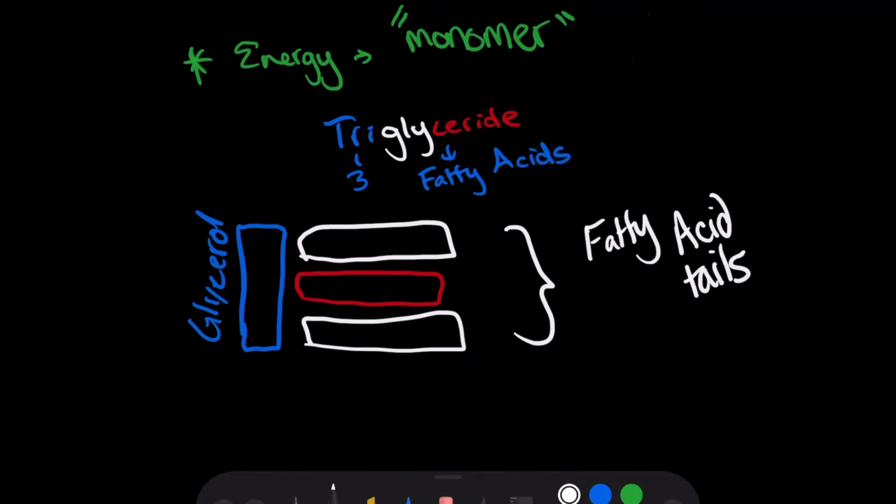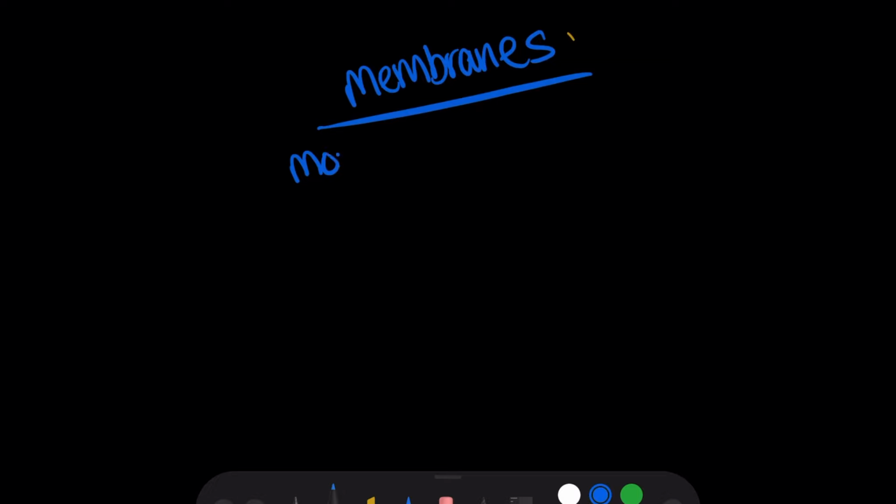The fatty acid tails are what actually holds the fat. It holds the energy right there. The glycerol is kind of like a paper clip that holds the fatty acid tails together.